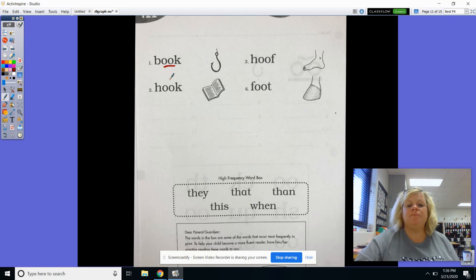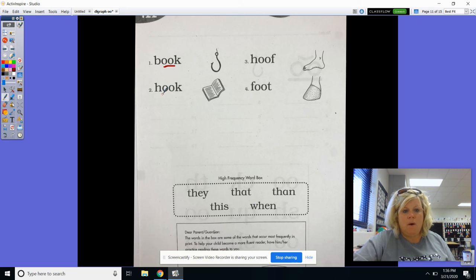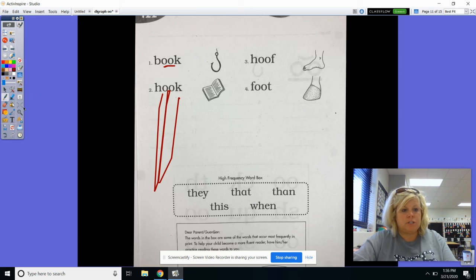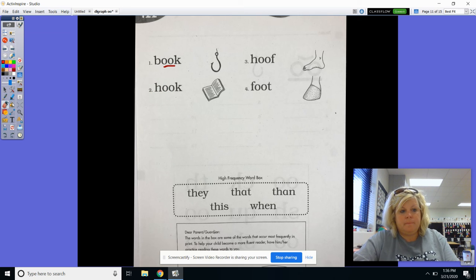Let's look at number 2. Does this word have any vowels that are part of a digraph? Yes. What are they? O-O. Oops, my gracious. I've got to erase that. O-O. So we're going to underline the digraph. Do we need any other codings in the word? No, we do not. What is this word?